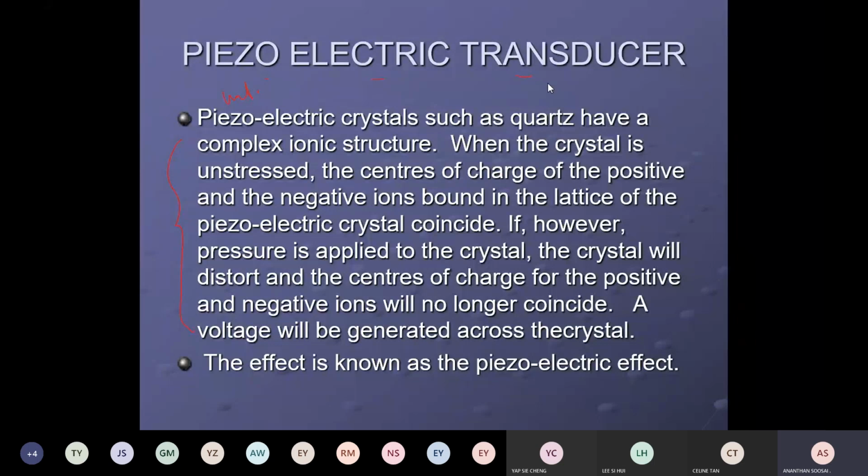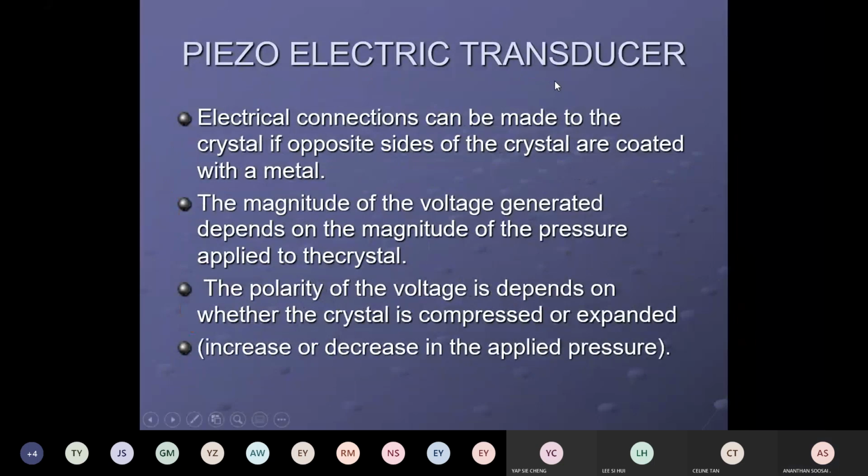For the time being, what you need to understand about the piezoelectric transducer is that it senses pressure. Electrical connections can be made to the crystal, with opposite sides of the crystal coated with metal. The magnitude of the voltage generated depends on the magnitude of pressure applied to the crystal. So if you give greater pressure, the voltage across the piezoelectric transducer will be higher. So that's what you need to know: it is sensing pressure. The greater the pressure, the greater the voltage.